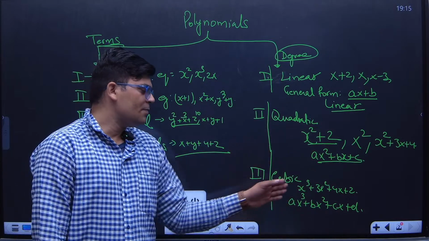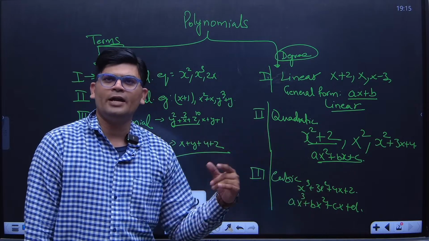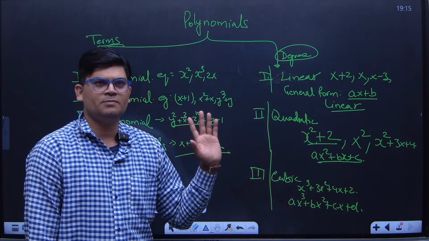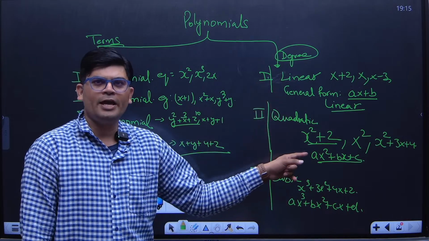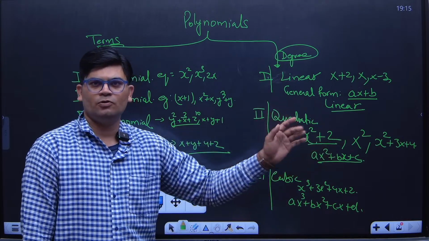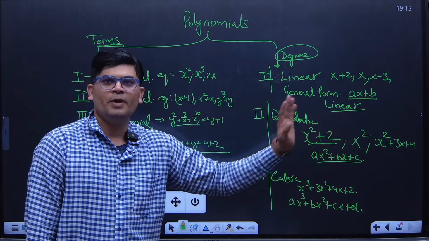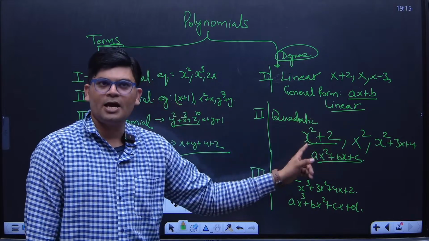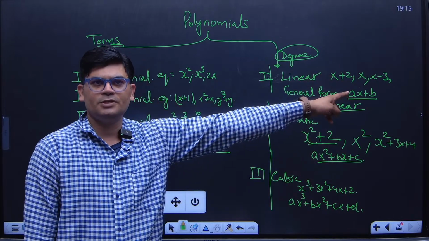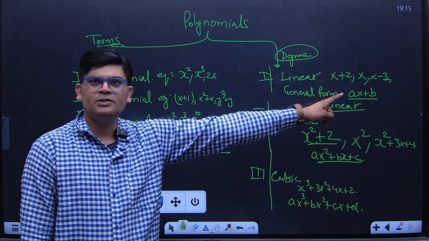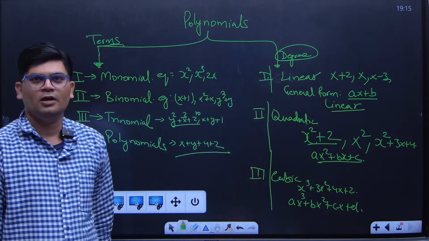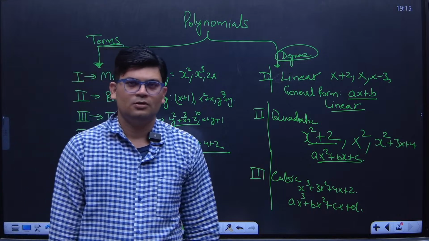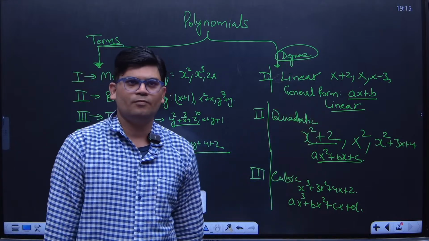So in the cubic, the power 3 must be there, so a cannot be 0. In a quadratic, a cannot be 0, b and c can be 0. You can have only the term with x square, but it is not with px plus c. Similarly, a can't be 0 here as well. Linear means you must have a variable x with it, with coefficient a. Are you getting it? So these are the three kinds of polynomial.